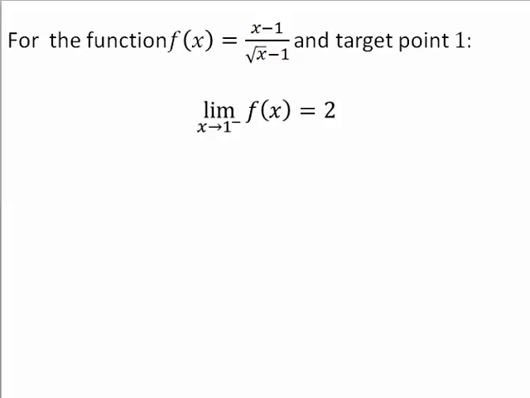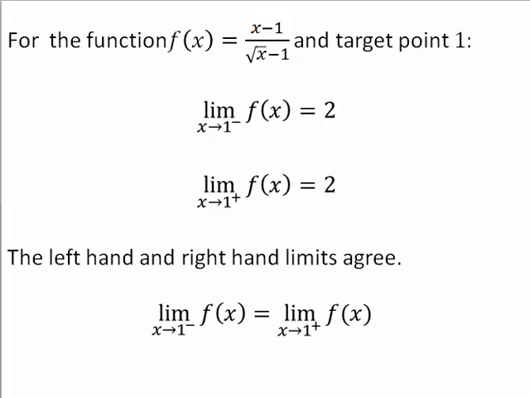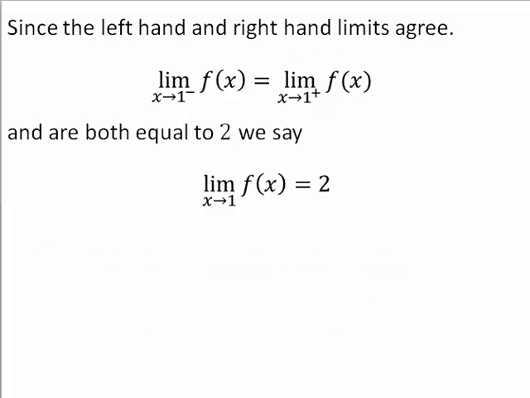The limit of the function as x approaches 1 from the left is equal to 2. The limit of the function as x approaches 1 from the right is equal to 2. The left hand and right hand limits agree. Since the left hand and right hand limits agree and are both equal to 2, we say that the limit of the function as x approaches 1 is equal to 2.